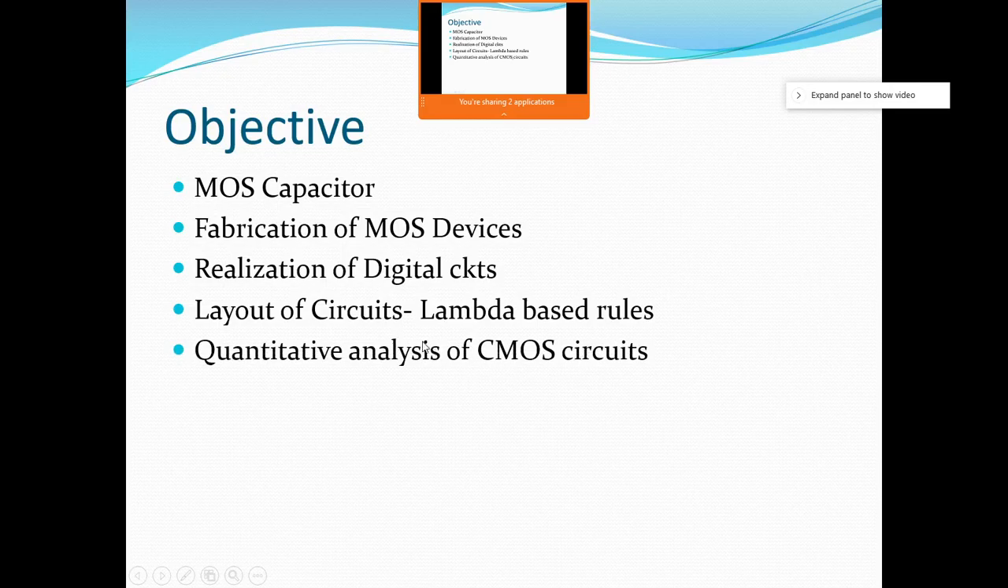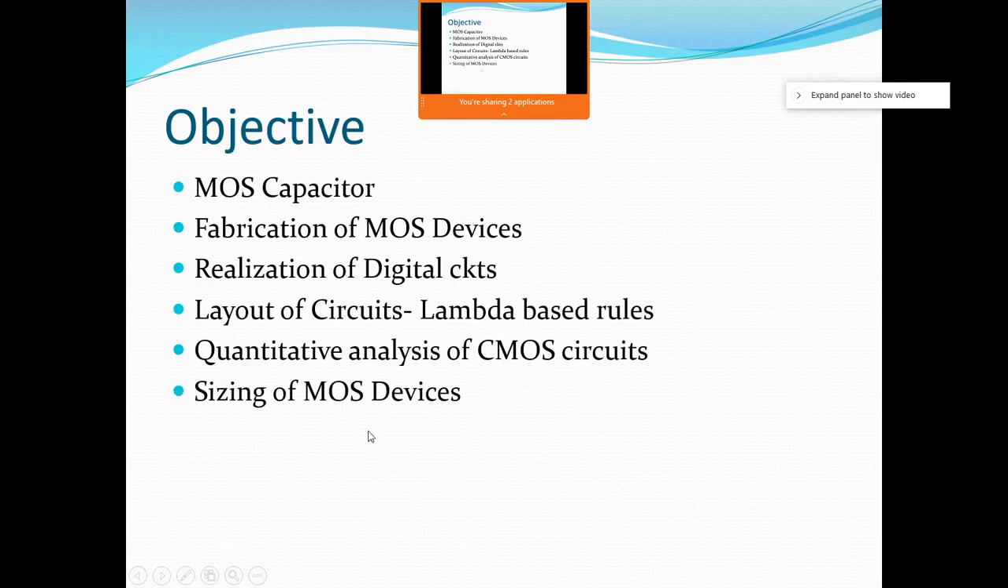And then of course you will quantitatively analyze the CMOS circuits. Here we are not doing any qualitative analysis, meaning that you will not be deriving too many equations, but you will quantitatively analyze all the CMOS circuits. There are various CMOS circuits that you will be studying: static CMOS, dynamic CMOS, pseudo NMOS, pass transistors. Different types of CMOS circuits are used in realizing digital circuits.